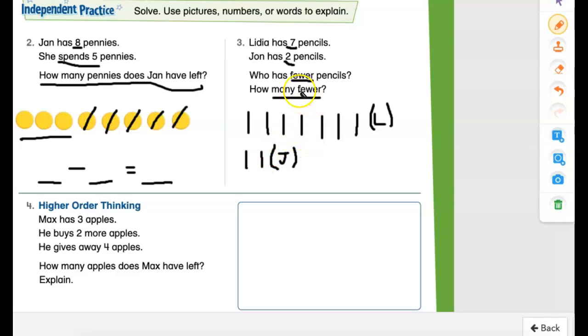So let's start with our first question. It says, who has fewer pencils? Does Lydia have fewer pencils or does John have fewer pencils? So which number is smaller, 7 or 2?